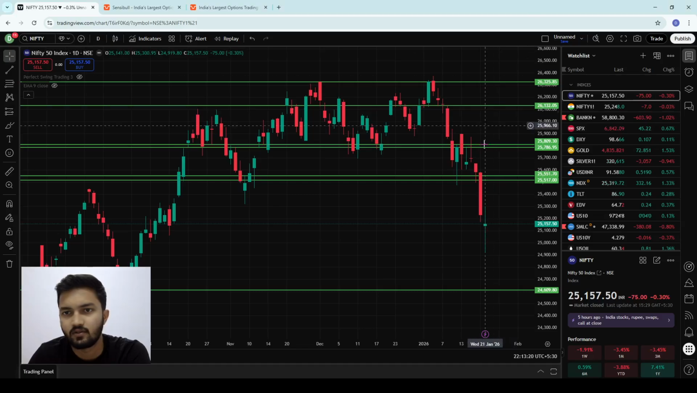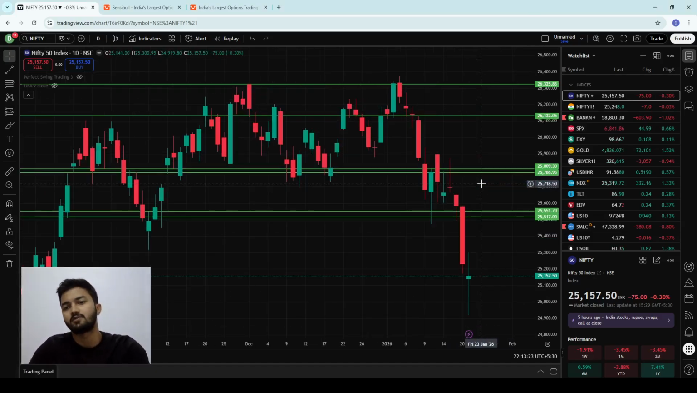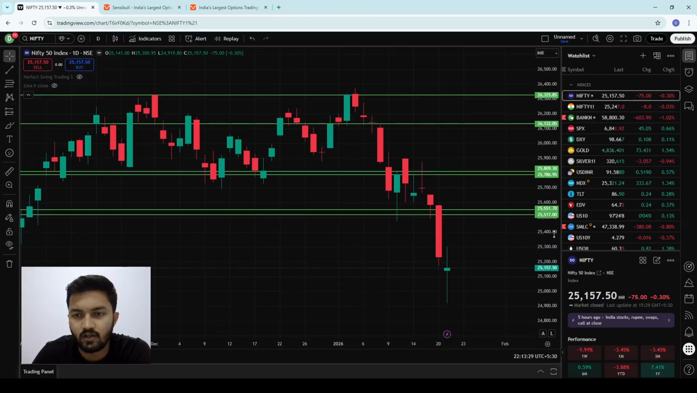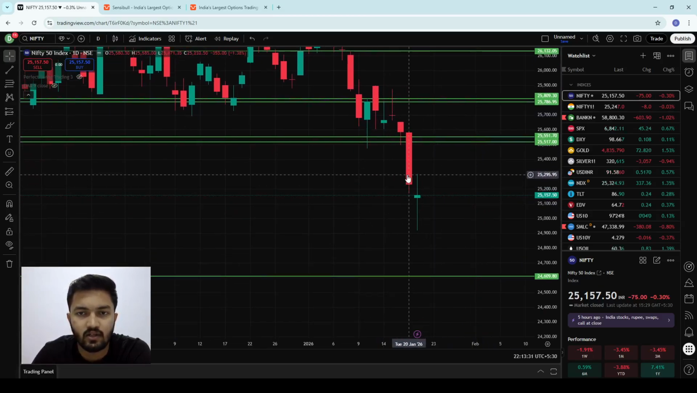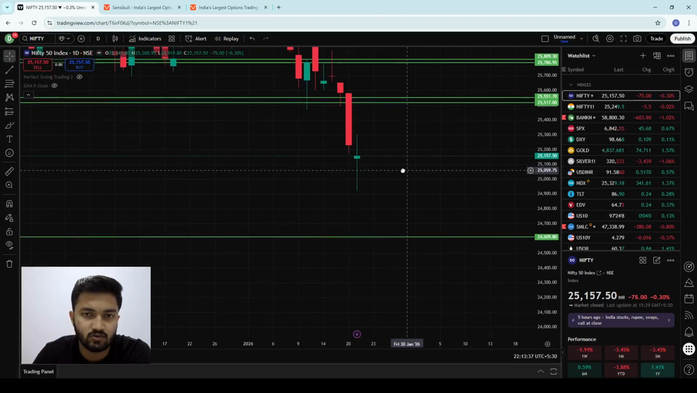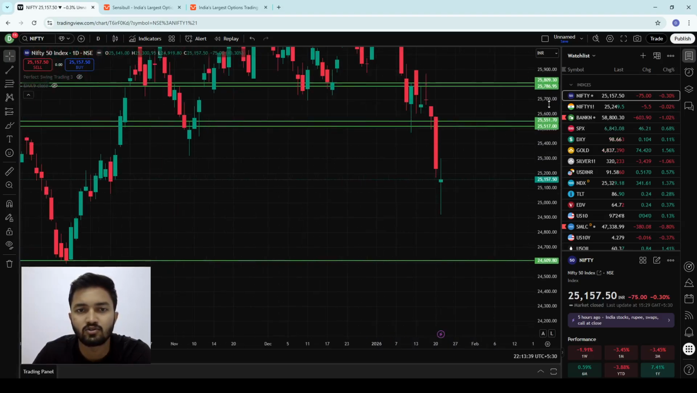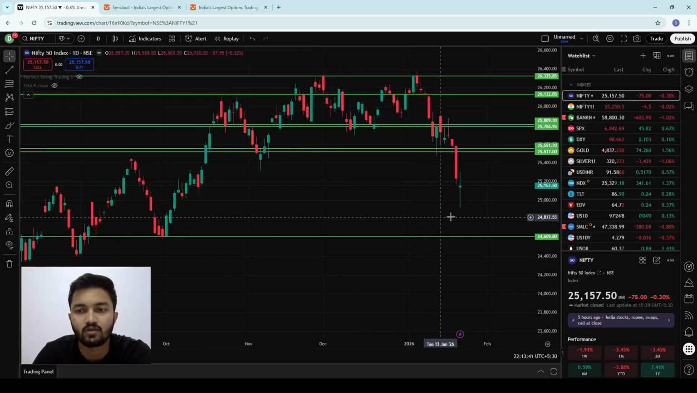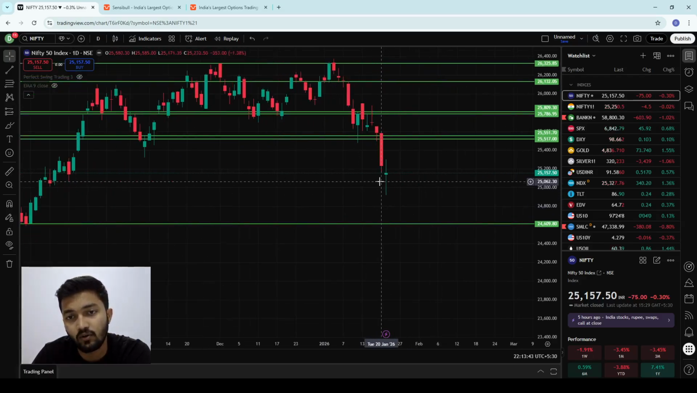Let's start with what is actually happening in the markets. So as you can see, Nifty is at like 25,157. Yesterday we were talking about this bearish candle, Nifty's bearish candle of 1.38 percent, almost 350 points. The structure looks very weak, and there's a good possibility that the markets might head down.